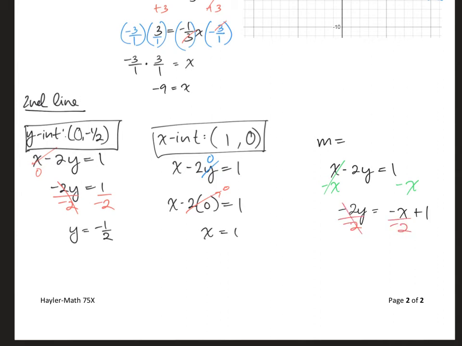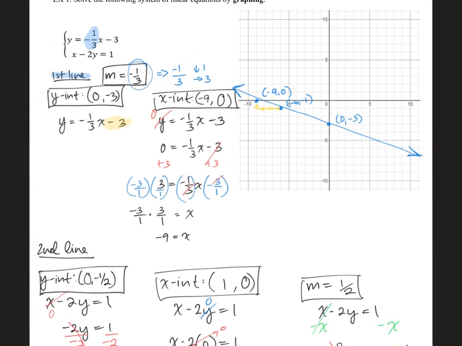Okay, let's clean this up a little bit and see what we have. We have y equals, and we have the double negative there, so it's going to be positive, x minus a half. And the slope is whatever's next to x when it's in this form, which is going to be right there, my lovely half. And there we go. We have all the information we need for the second line. Let's go ahead and graph this.